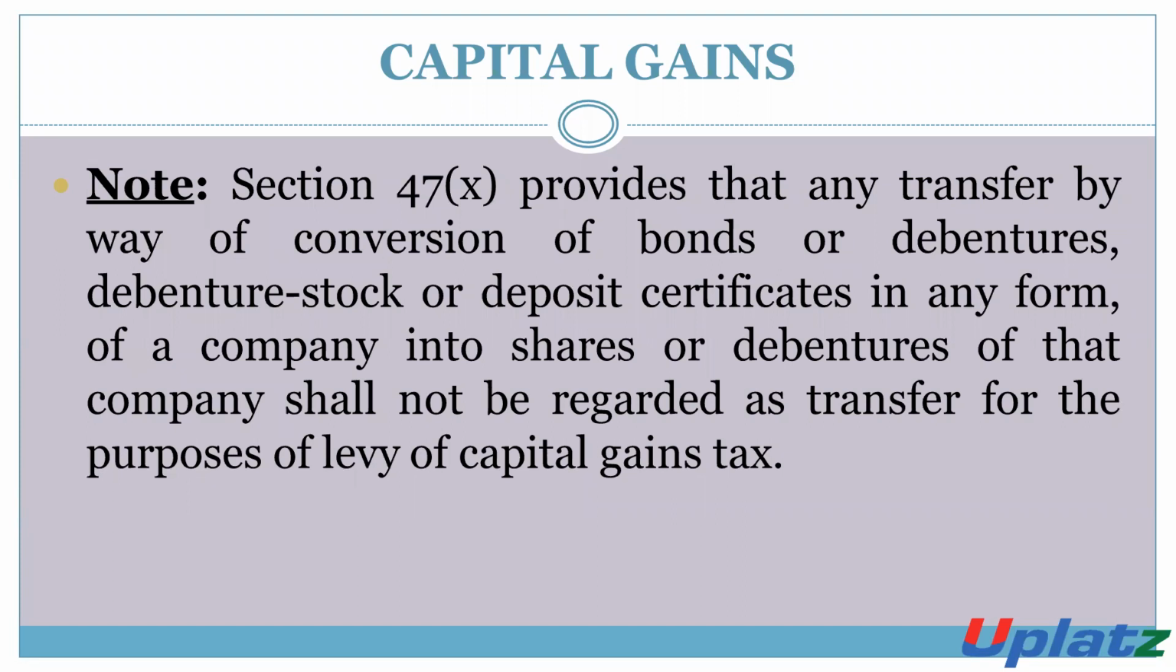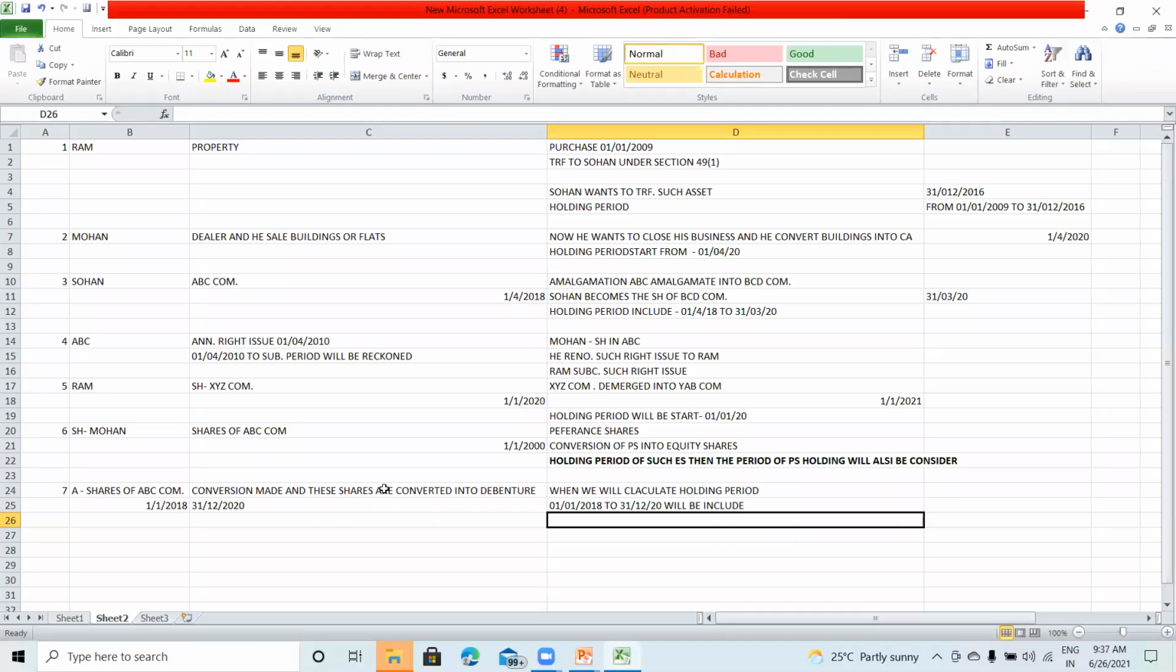Note section 47 subsection 10. Section 47 subsection 10 provides that if there is any transfer made by way of conversion of bonds or debentures or debenture stock or deposit certificate in any form of a company into the shares or a debenture of that company, then it shall not be treated as transfer for the purpose of levying capital gain. When there is a conversion of bonds or debenture into the shares or the debenture of such company, then it will not be considered as transfer, and the provision of the capital gain will not arise.